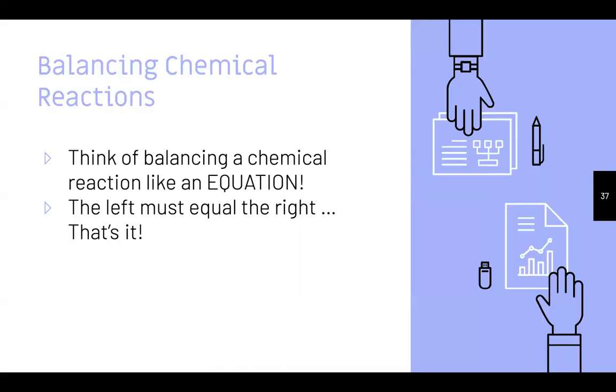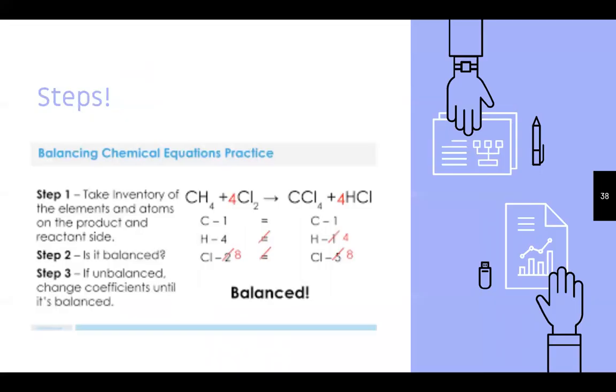So balancing the chemical reactions, like I said, think of it as an equation. The left must equal the right, and that's it. So let's get into it, right? Steps of balancing chemical reactions. Step 1 is take inventory of the elements and atoms of the product and reactant side. Step 2 is is it balanced. Step 3, if unbalanced, change coefficients until it's balanced. And that's it, right? Those are 3 pretty simple steps.